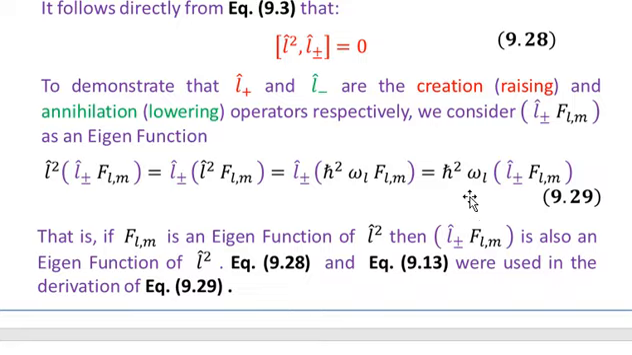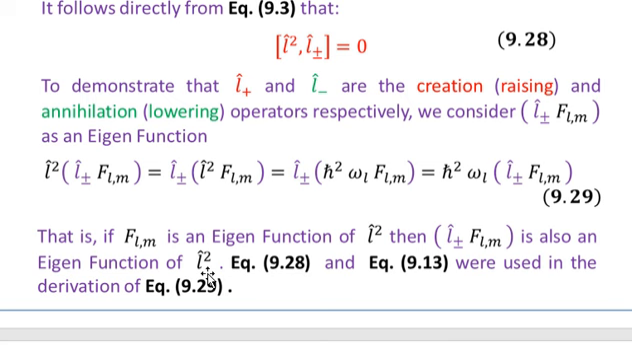So what information do we get from equation number 29, that is explained over here. That is, FLM is an eigenfunction of L square. I have used the information in this particular bracket that FLM is the eigenfunction of the L square operator. So, if F is the eigenfunction of L square, then L plus-minus operating on F is also an eigenfunction of L square.